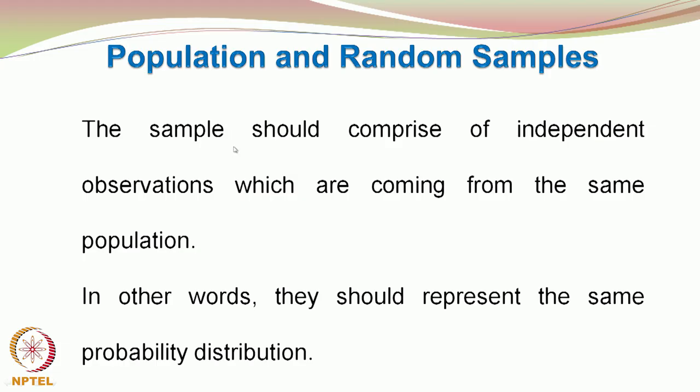Whenever we sample, the observations which are constituting the sample should be independent of each other, and each entity which we sample should have equal probabilities of getting picked. Further, they should also represent the same probability distribution. They should all come under the same distribution. So now you have population and random samples. The sampled elements must be independent of each other. Each element in the sample should have equal chances of being picked.